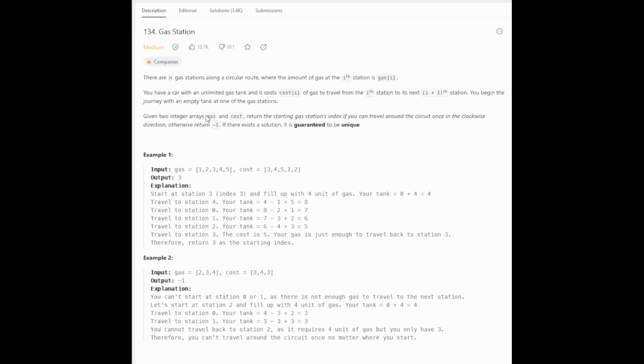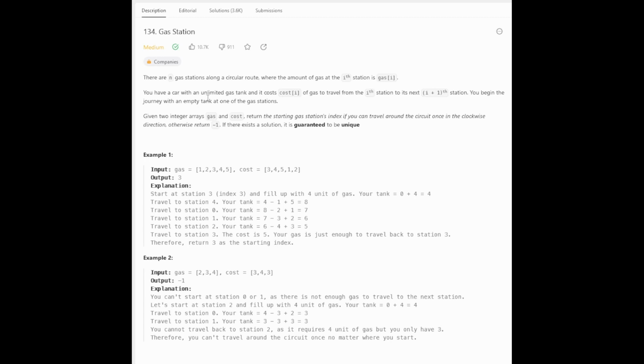Given two integer arrays gas and cost, return the starting gas station's index if you can travel around the circuit once in the clockwise direction. Otherwise, return -1. If there exists a solution, it is guaranteed to be unique.